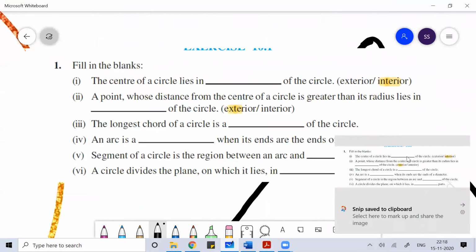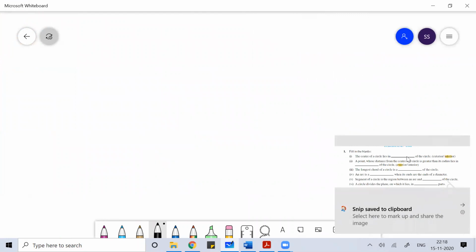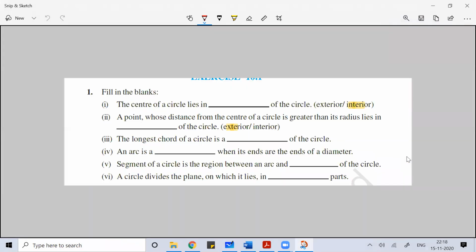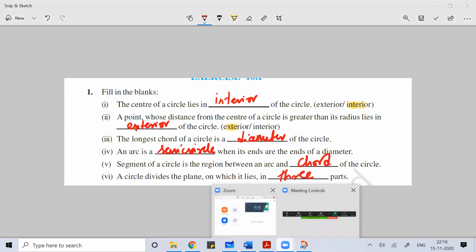So here, in case anyone still has any doubt: the center of the circle lies in the interior of the circle. The point whose distance is greater than the radius would be exterior. The longest chord of the circle is the diameter. An arc is a semicircle when its ends are at the end of a diameter. A segment of the circle is the region between the arc and the chord of the circle. A circle divides the plane on which it lies into three parts.